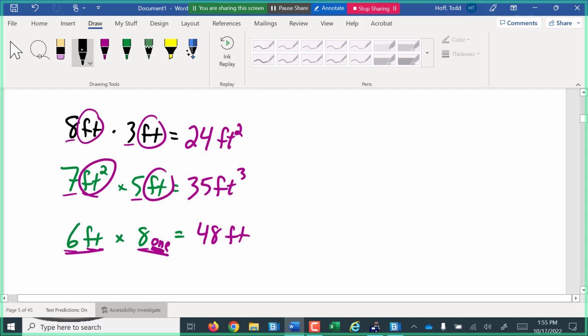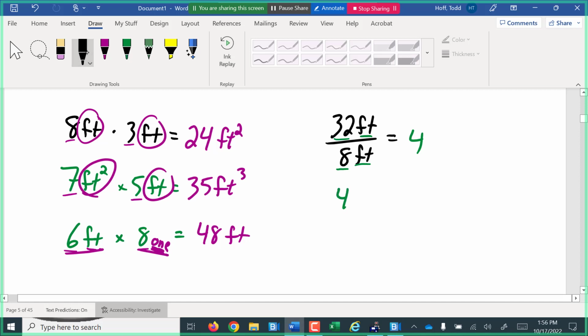If I have 32 feet divided by 8 feet, what is 32 divided by 8? 4. Feet divided by feet divide out. This is just 4 ones or 4 items of some sort.